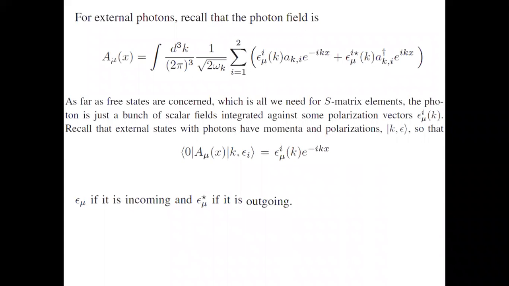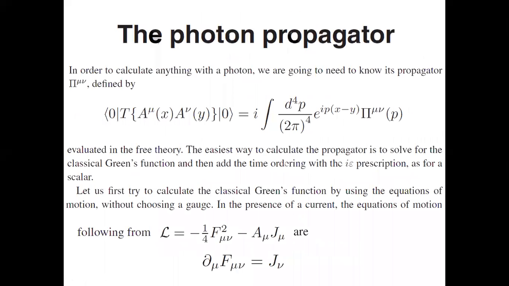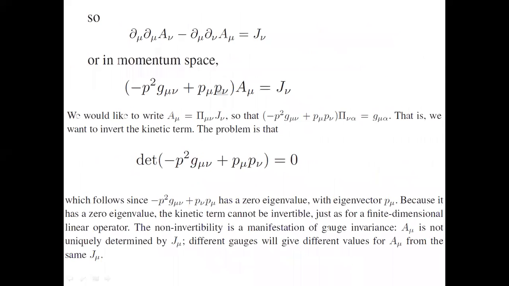So this I have discussed already. The photon propagator. So the photon field, similar to the scalar field and Dirac field, if we take the time-ordered product, we get simply something like this, where pi mu nu is the kernel. We have to find out what this kernel is, similar to the i p x minus y term. So we have to find out the kernel. How to find out the kernel?